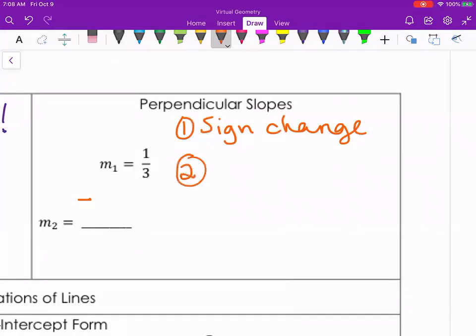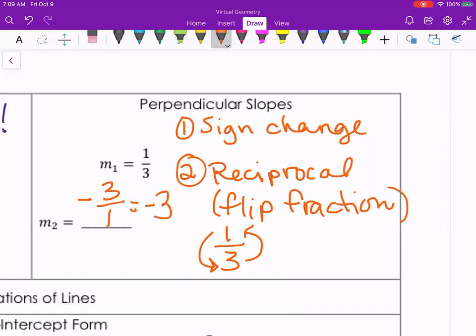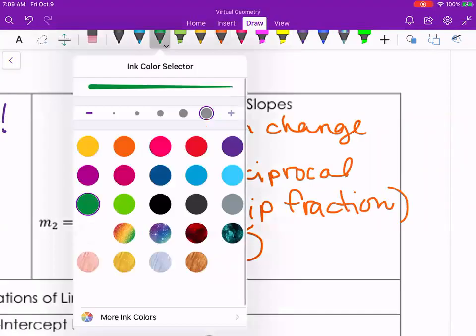The second thing I need is to take the reciprocal, which means that we need to flip the fraction over. That's what reciprocal means. So if your fraction is originally 1/3, move the 3 to the top, move the 1 to the bottom. So 3/1. A -3/1 really just means my slope is a -3. So I'm going to put one more example up here.